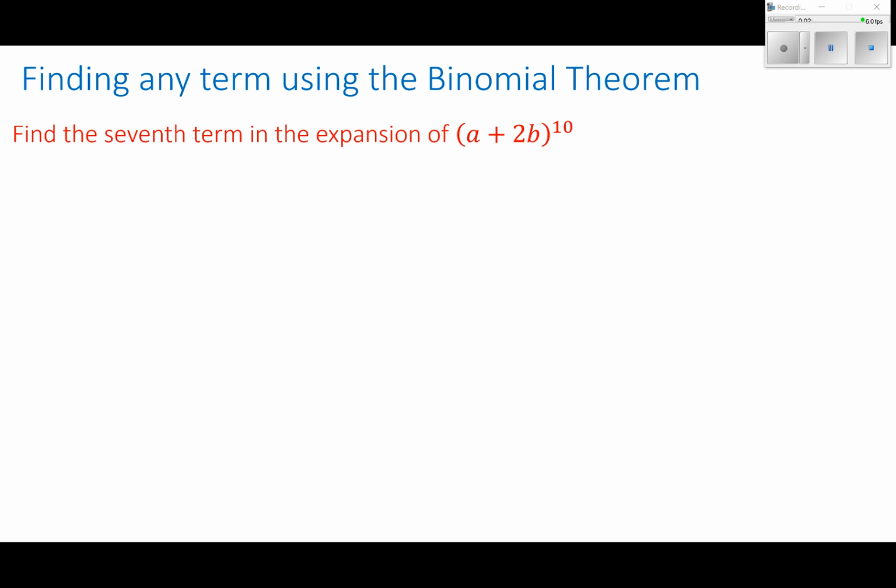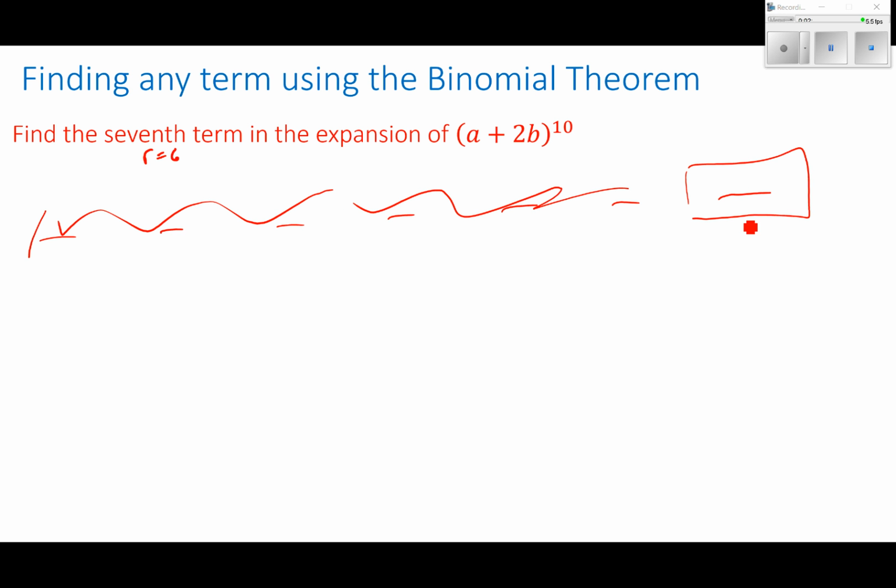So let's actually look at one. Find the seventh term, so I know my r is going to be 6, in the expansion of a plus 2b raised to the 10th. I don't need to break this all out, find the first, second, third, fourth, fifth, sixth, seventh, which is the one I want. I can immediately jump to what my seventh term is going to be. I can do that because I know my choose piece is going to be 10, which is my exponent, 10 choose 6. So I know for the seventh term, r is going to be 6.